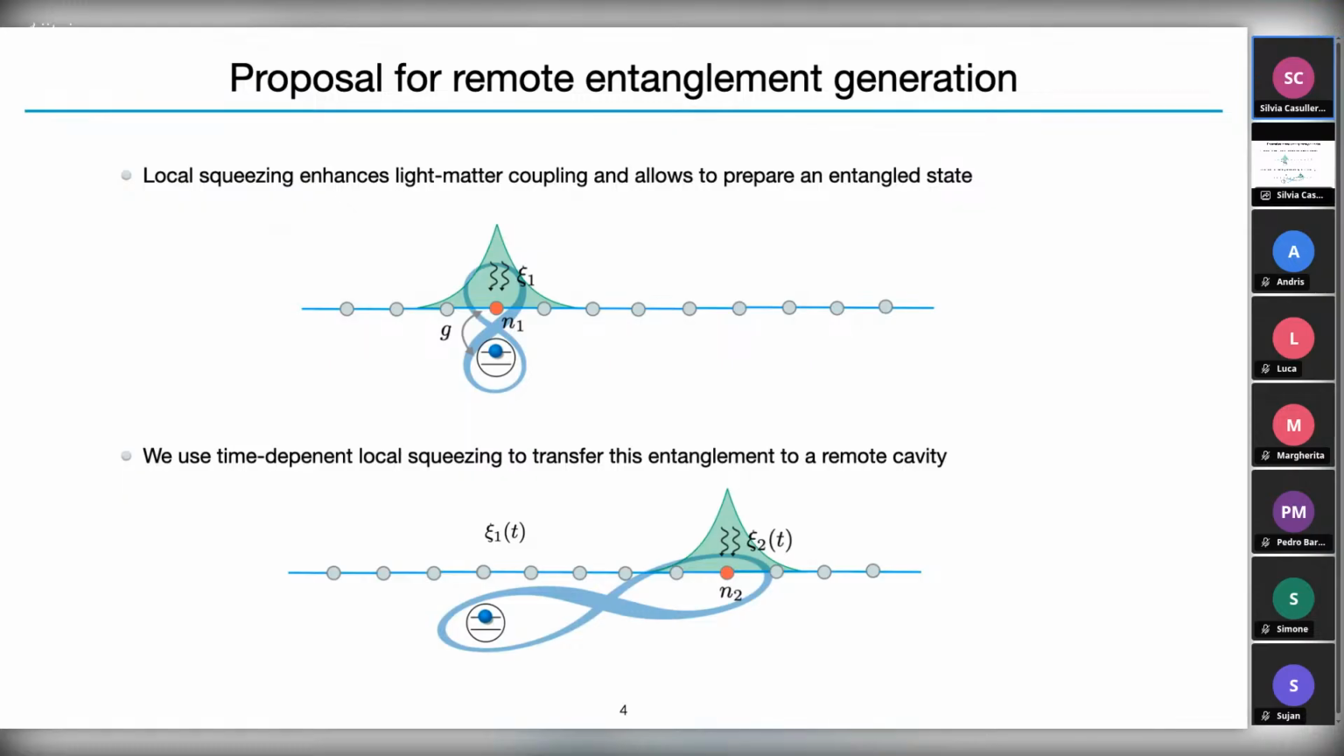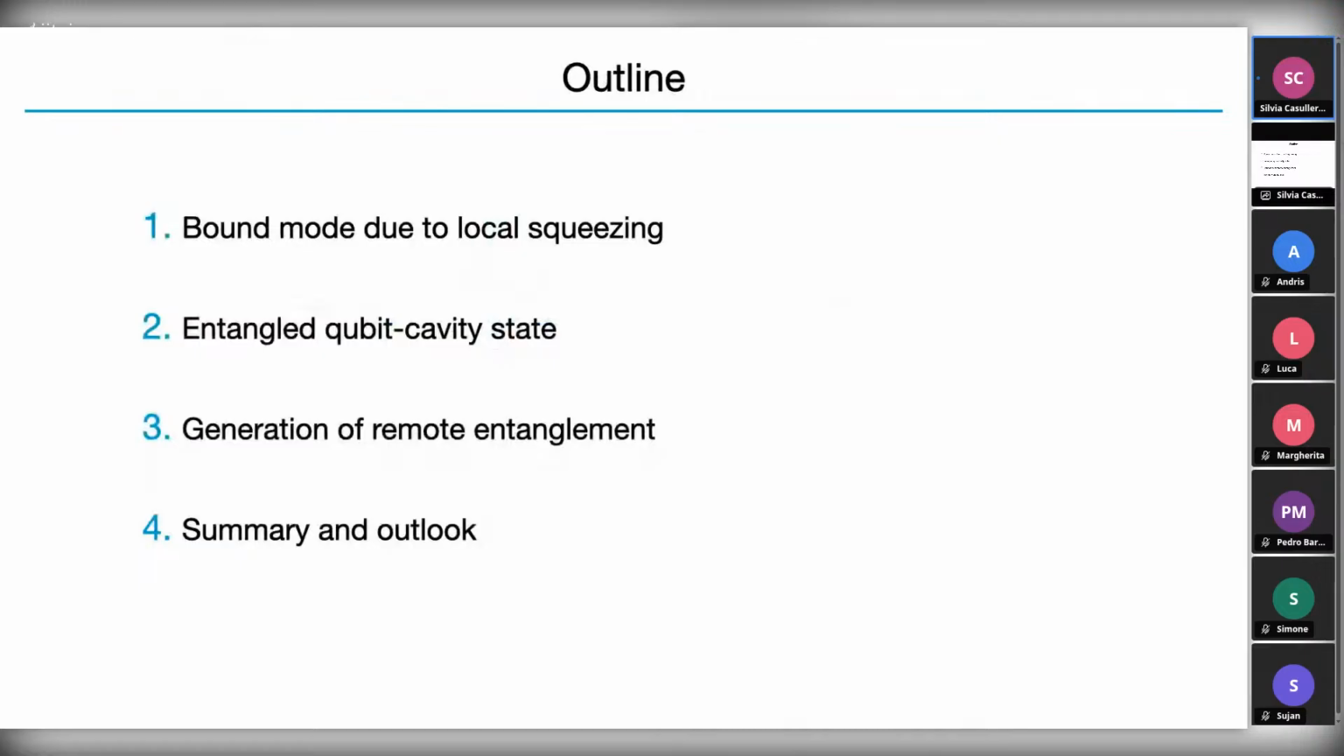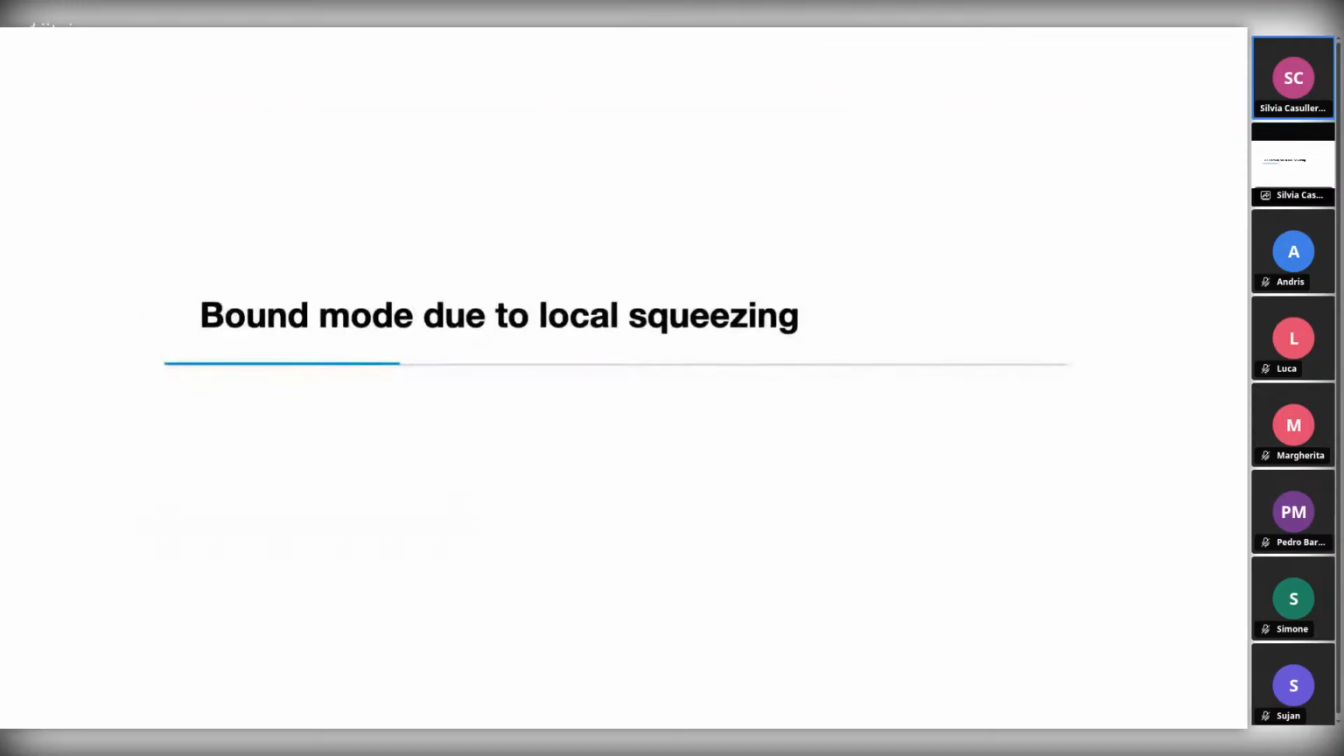Okay? And for doing this, I've structured it in 3 parts. The first one is I would like to explain what this localized bound mode that appears due to the squeezing is, and then also how we can prepare this initial entangled qubit-cavity state, and then how we can propose a protocol to generate this remote entanglement. And then I will summarize and give you some outlook. So let's go to this bound mode that appears due to squeezing.